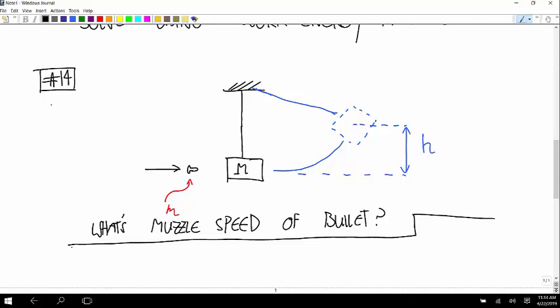Okay. Anyone have a question about the sort of roadmap of how to do this problem? So there's a collision. We know for the collision, we're going to use conservation of linear momentum. And after the collision, there's a swing, and that swing is going to work really well with conservation of mechanical energy.